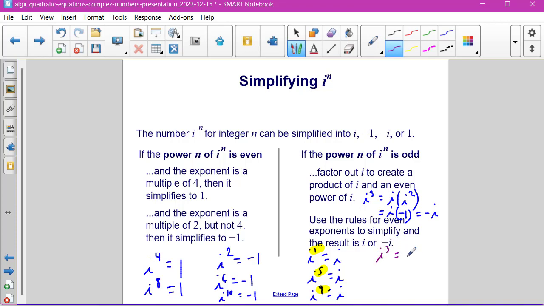Let's also go over what happens with i to the third. i to the third gave us -i. So did i to the 7th. The next one that would give us negative i would be i to the 11th power. Notice, if we look at the exponents 3, 7, and 11, if we divide each of these exponents by 4, the remainder will be 3. If the remainder is 3 when you divide the exponent by 4, the answer will be negative i. So that's another way to look at the odd exponents.